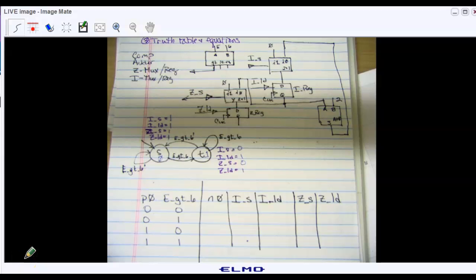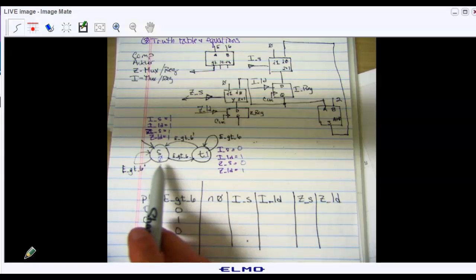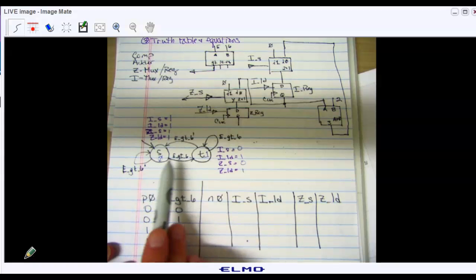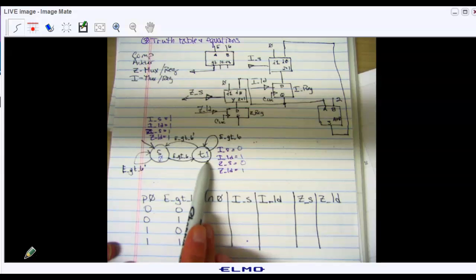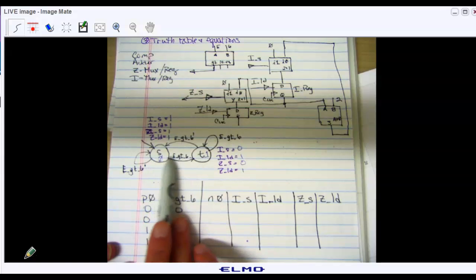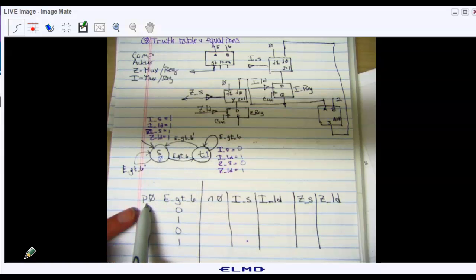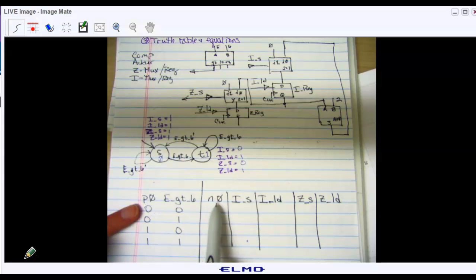Now that you've completed the finite state machine, you can go ahead and work on your truth table and come up with your equations. So how to fill out the truth table. Since we have only 2 states and a single bit encoding, right? If you had 3 states or 4 states, you would have to move to 2 bits. But since we only have the 1, we have a P0 value and an N0 value.